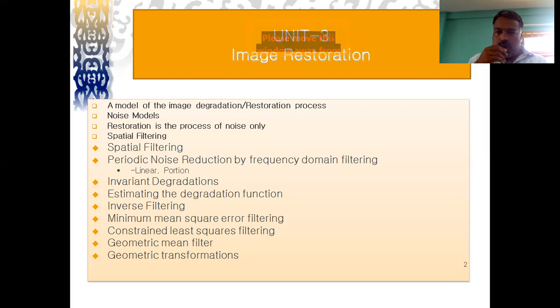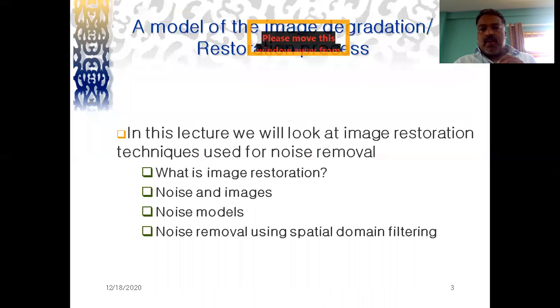And also we are going to apply some specialized techniques: minimum mean square error filtering, constrained least square filtering, geometric mean filter, geometric information. What do we have to do in order to get back the original one at the time of degradation? Because this lecture especially concentrates on how to restore the quality of the image during the transmission. What is image restoration? Noise and images, noise models, different types of noise removal techniques in the spatial domain filtering aspect.